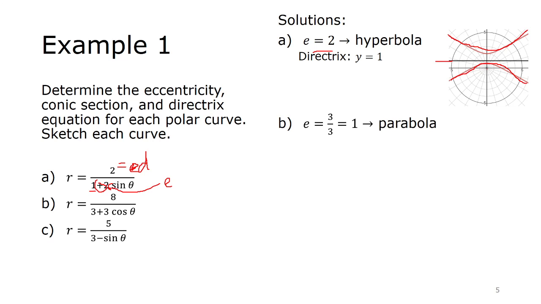For part B, notice that's a little different. We need to rewrite this one into its standard form by dividing that denominator by 3. In other words, also dividing the numerator by 3. Right, so this one would become 8/3 on top. On the bottom, we'd have 1 plus cosine theta at that point.